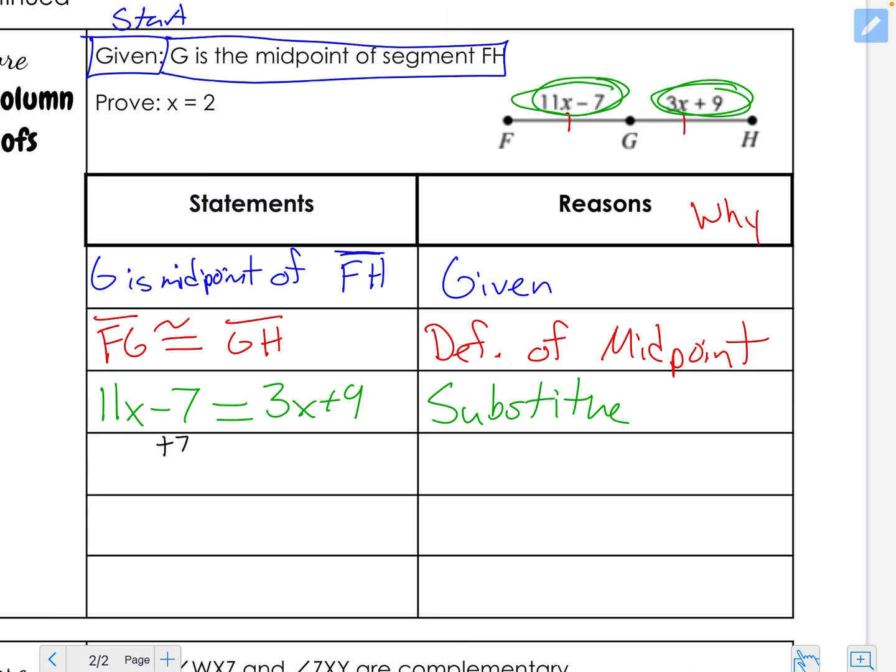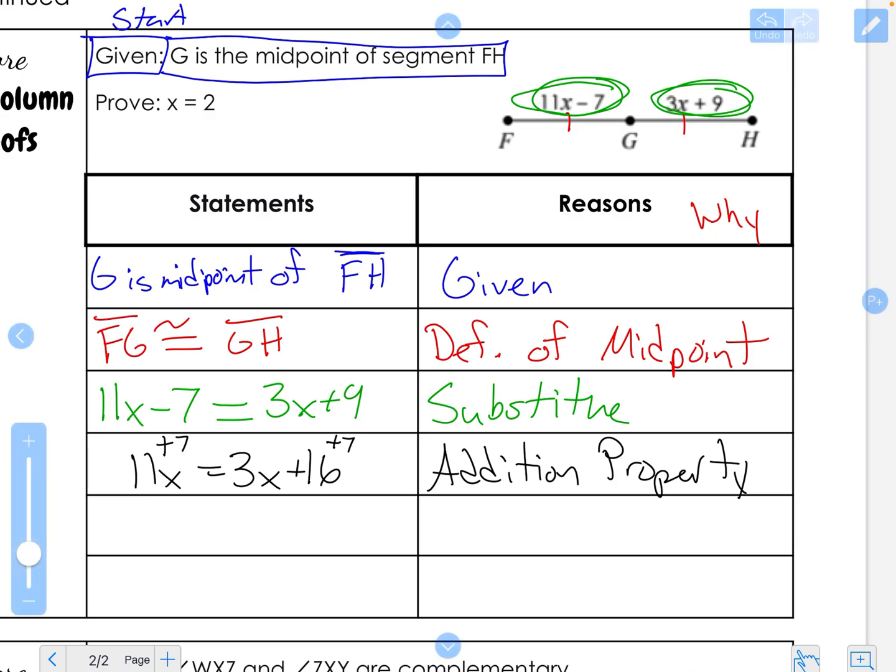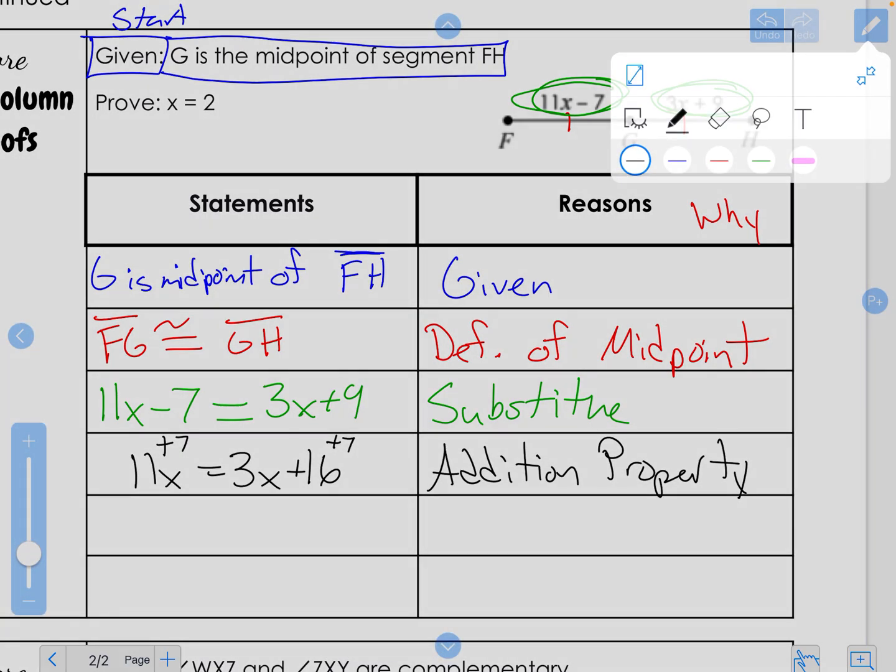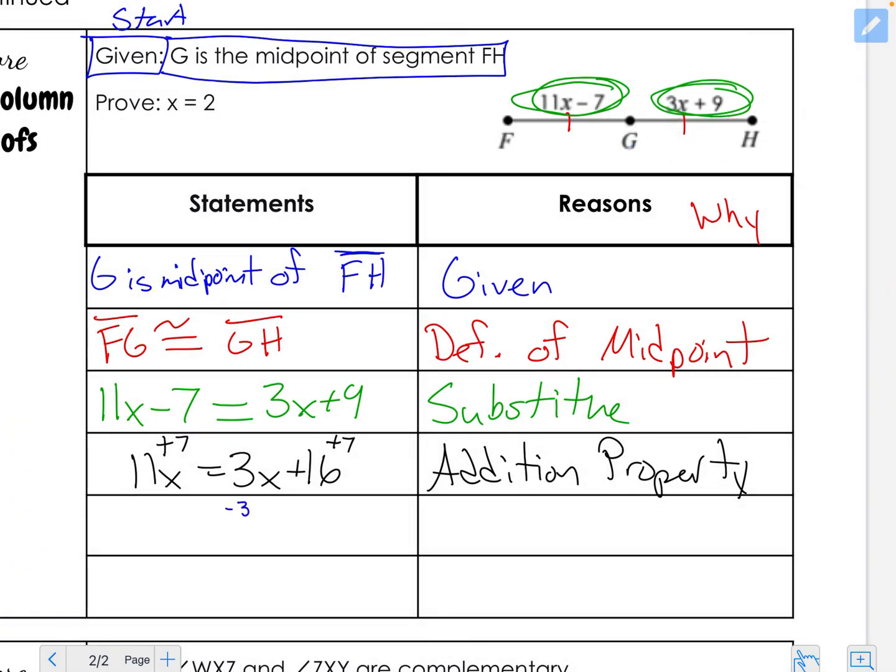I dislike negatives, so I'm going to add 7 to both sides, which is my addition property. This leaves me with 11x equals 3x plus 16. My next step is to move 3x to the other side because the 11x is lonely. So I get 8x equals 16, which is my subtraction property.